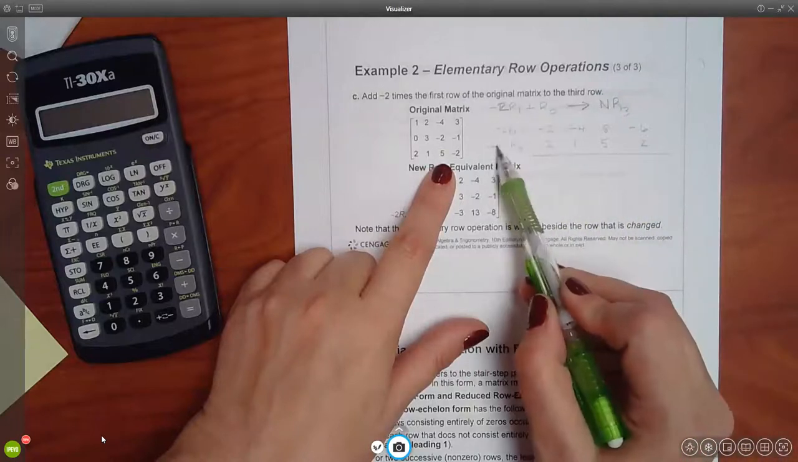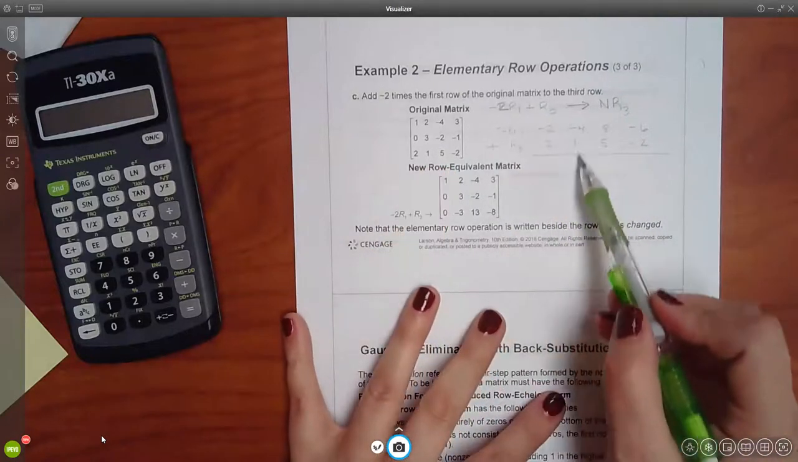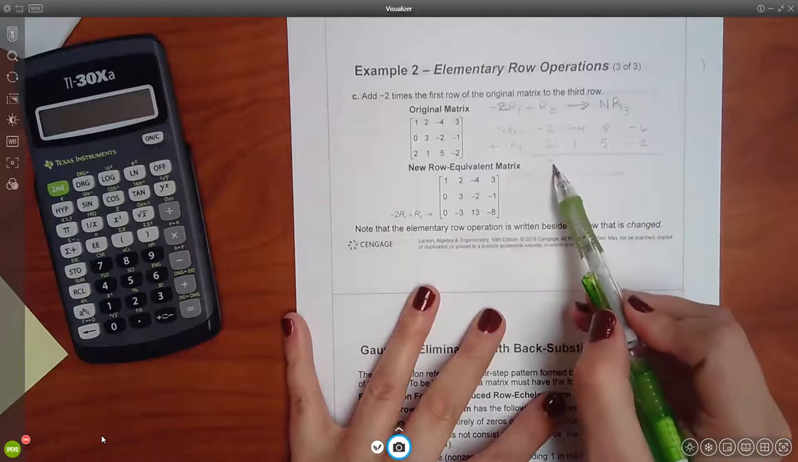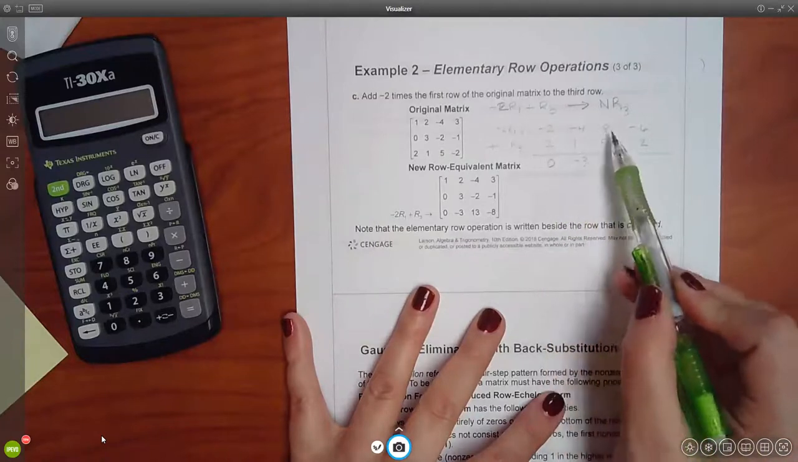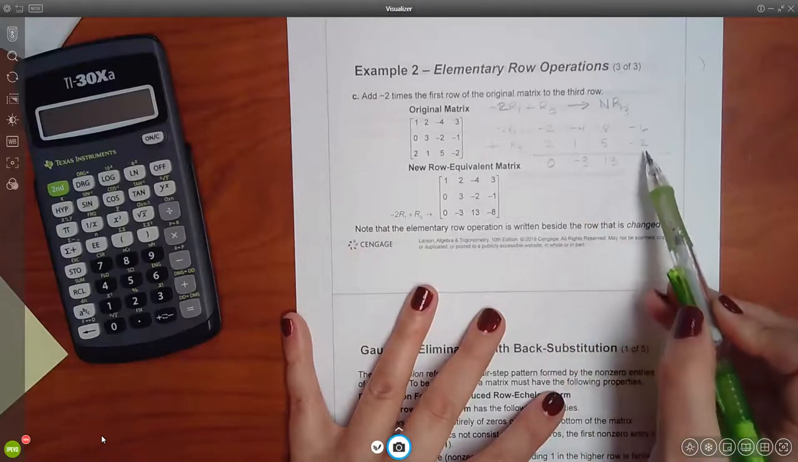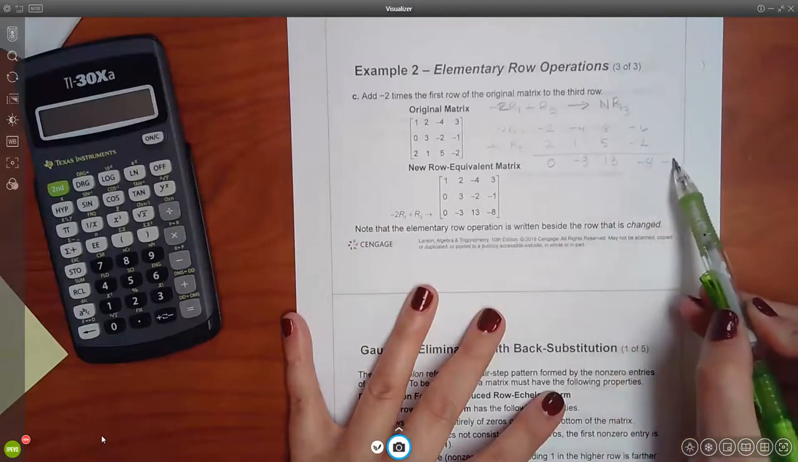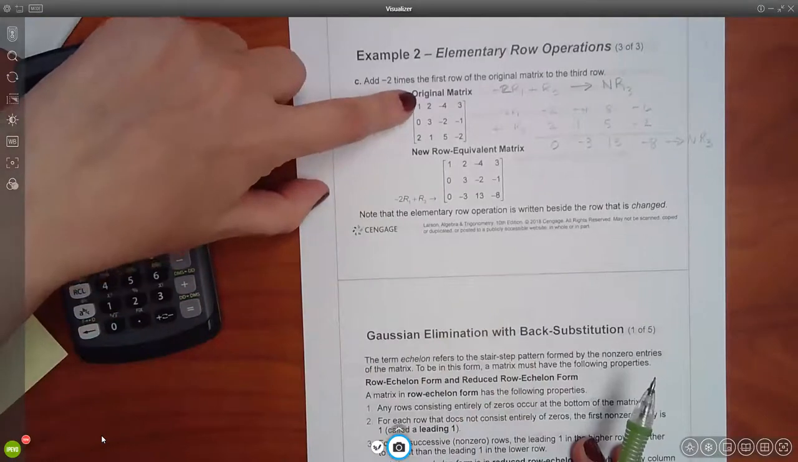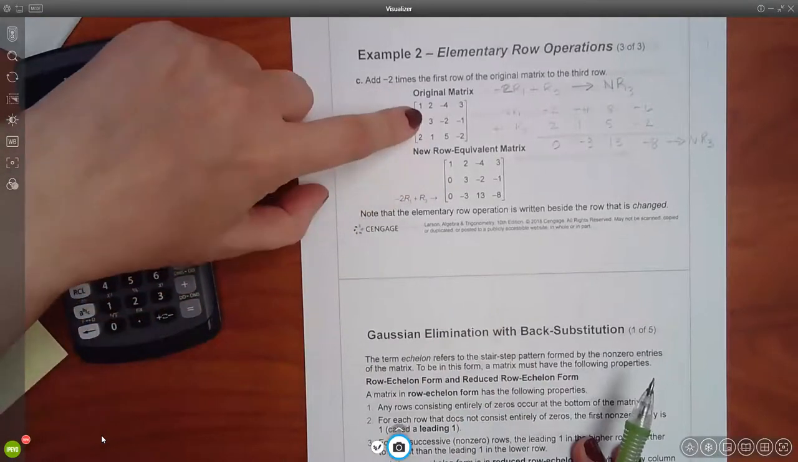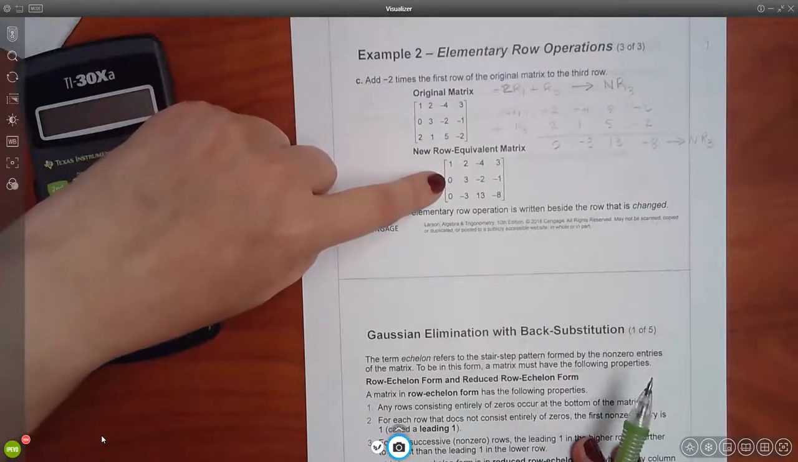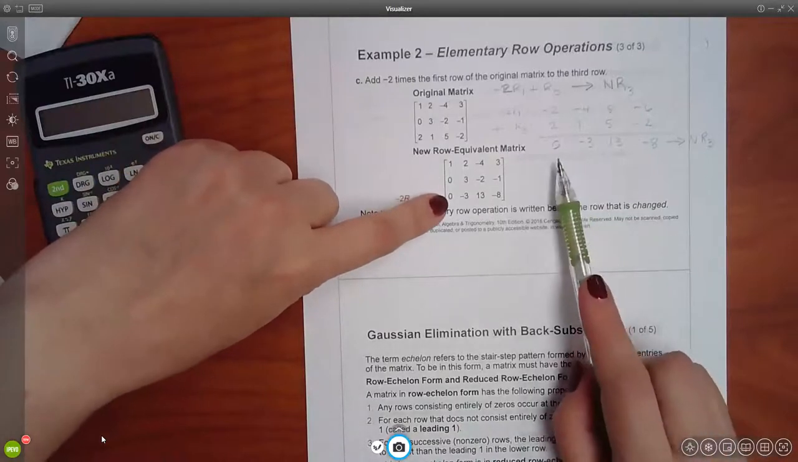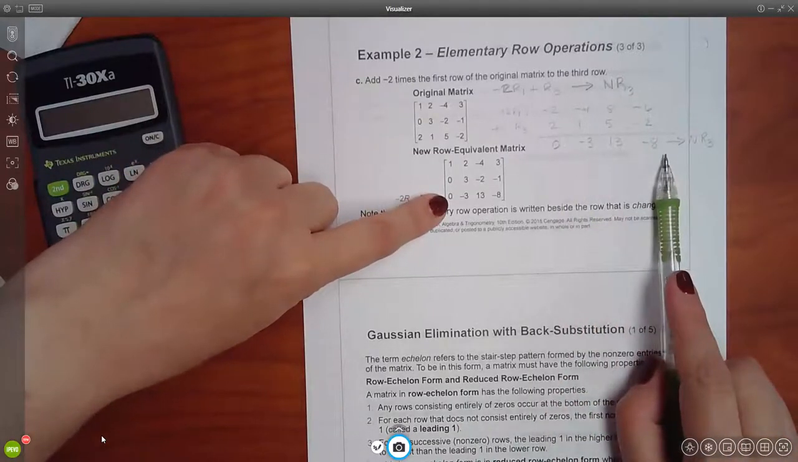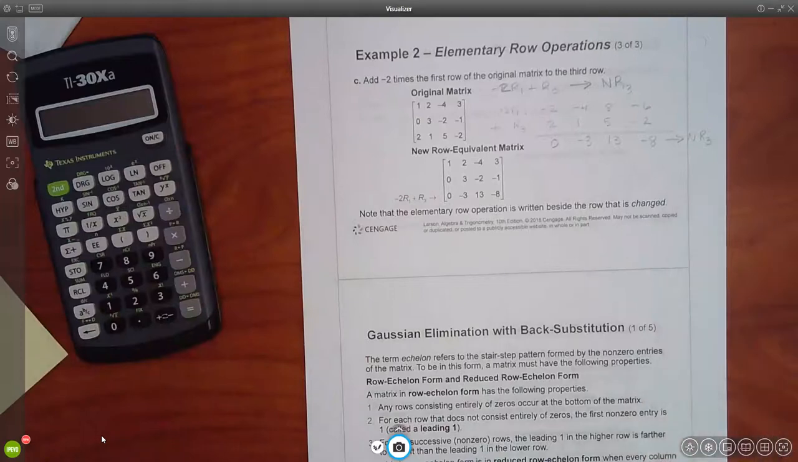And since I'm adding these two things together, I'm just gonna add all of these guys together. So I get zero, negative three, 13, and negative eight. And this becomes my new row three. So all I'm gonna do is rewrite row one, rewrite row two, but then row three becomes all of these numbers. Okay, so you do have to do side work with these problems, okay?